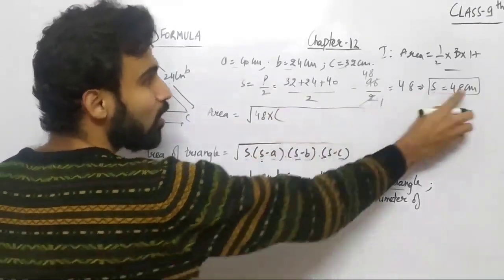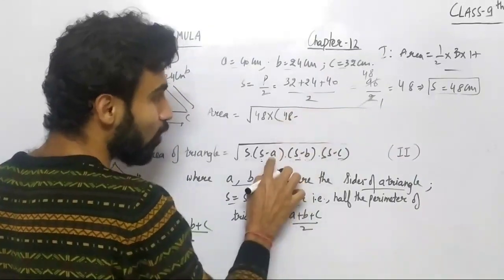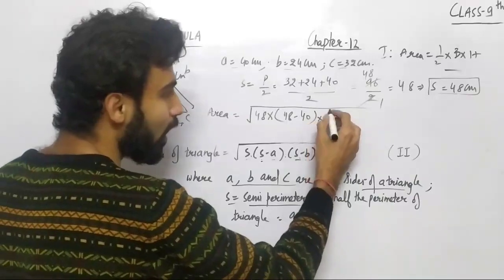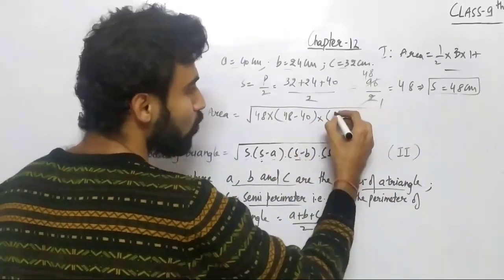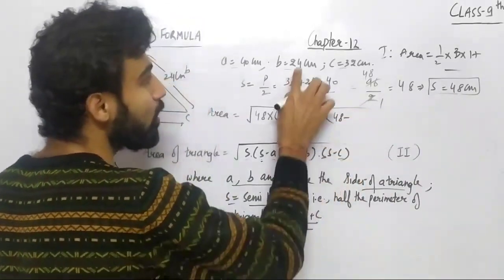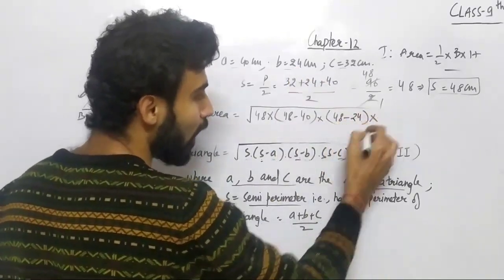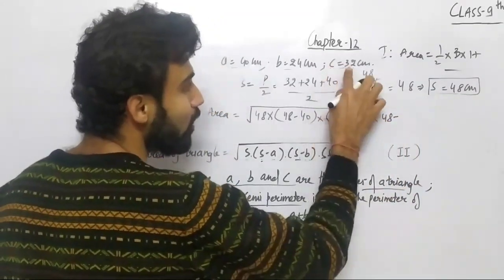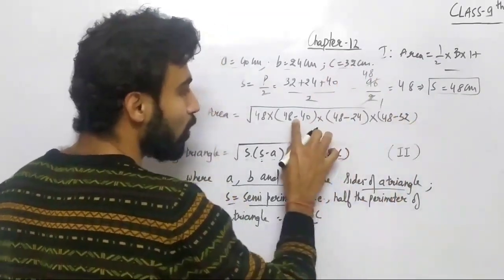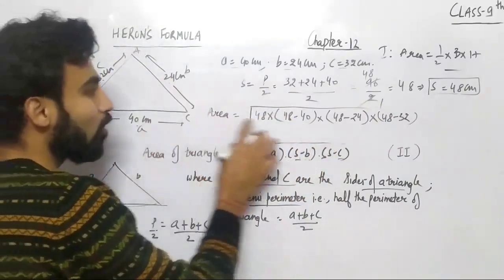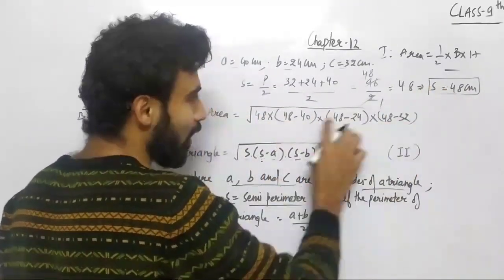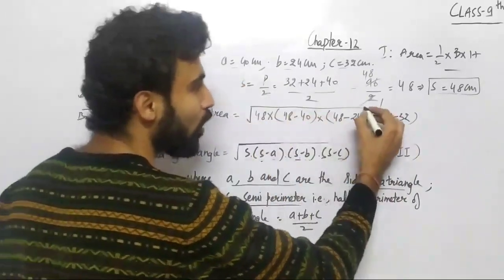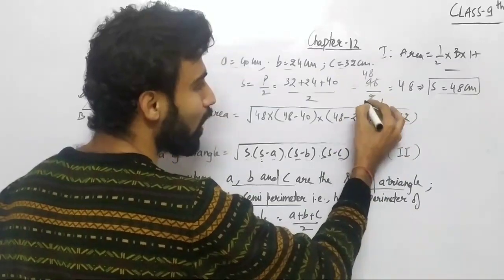Then S minus A. What is S? That is 48 minus A. What is A? You can see A is the side of the triangle, that is 40. Then again multiply. Then S again, that is 48 minus B. You can see that is 24. Again multiply. Then S, that is 48 minus C, that is 32. So one by one you have to subtract all the three sides from the semi-perimeter S and multiply it with the semi-perimeter, right? So this is how you have to find out the area of the triangle.